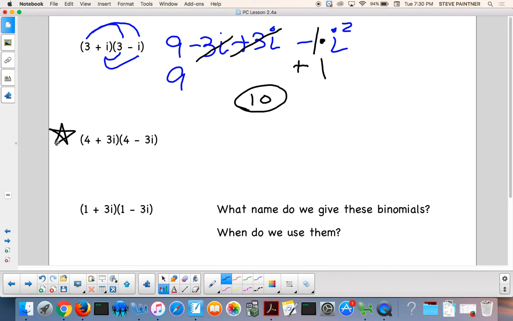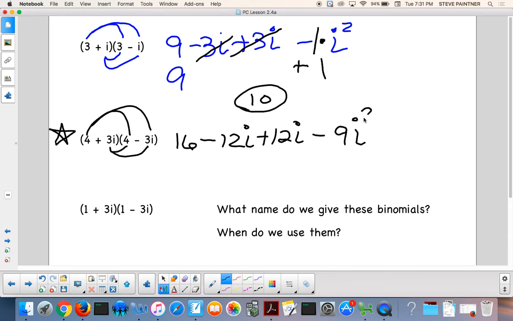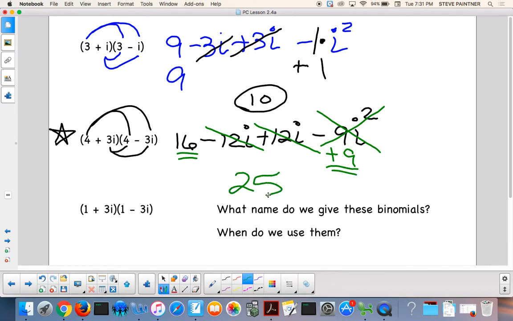Now that you've shut the video off and turned me back on, here we go. That would be 4 times 4, 16. 4 times negative 3i is negative 12i. Inside is positive 12i. Last times last is negative 9i squared. This makes plus 9. The inside terms are opposites. They're out, and 16 plus 9 is 25.